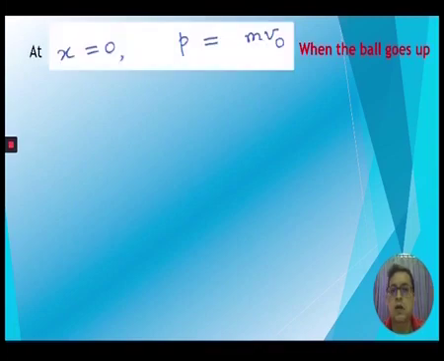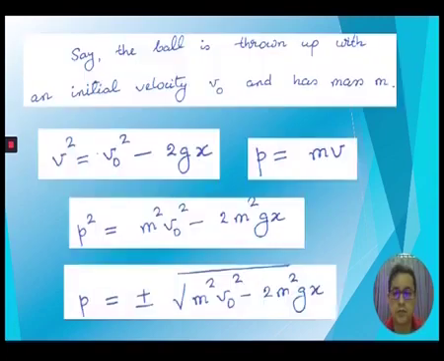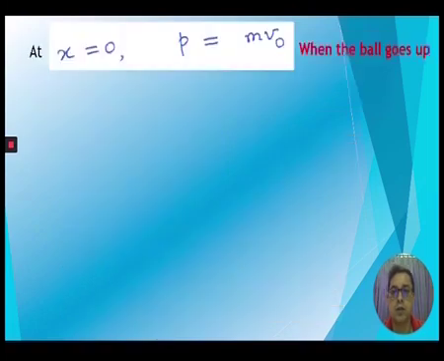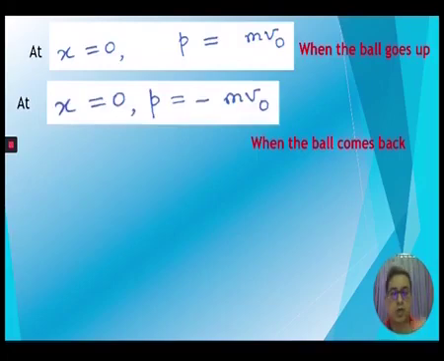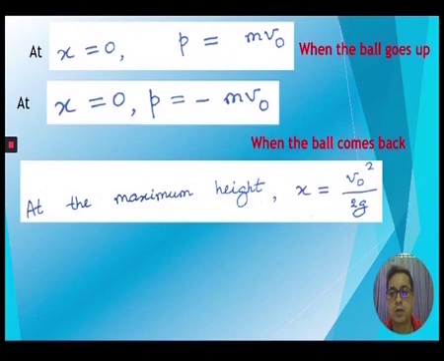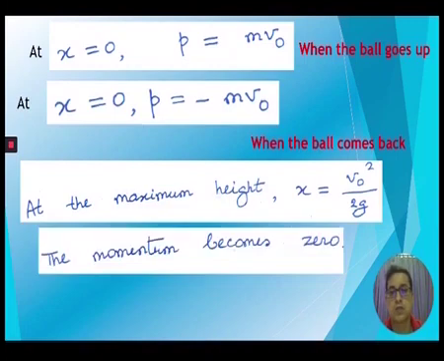When the ball goes up, as you see from here, at x equal to 0 the momentum direction you can take as plus, so m times v0 is the momentum. Again, when the ball is coming back, the momentum is changing its direction and it is minus m v0. And then at the maximum height, you know that it would be 0, so momentum is simply 0. So this information is good enough for you to plot the trajectory.